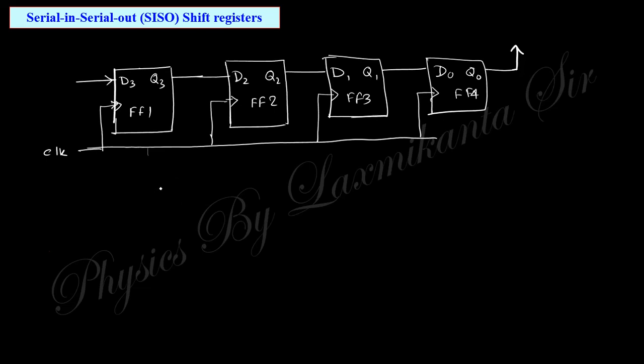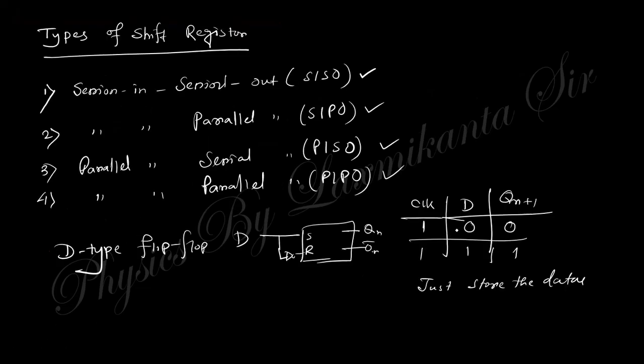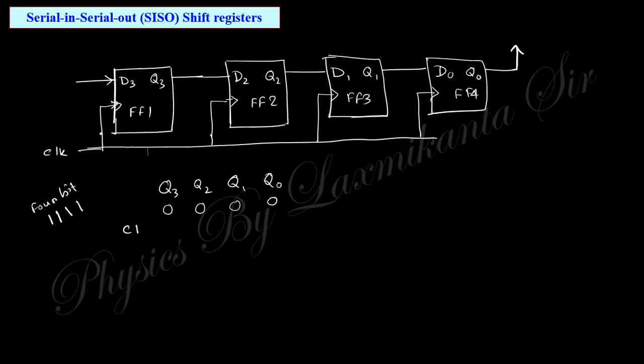So at the initial Q3, Q2, Q1, Q0, at the initial all are 0. You have a 4 bit. Suppose 4 bit is like that, 1 1 1 1. Okay, when clock pulse 1 passes, you know the D is 0, Qn plus 1 is 0, D is 1, Qn plus 1 is 1. So one single clock pulse passes, so this input goes to this output, that is this one goes to Q3, and the rest are 0.